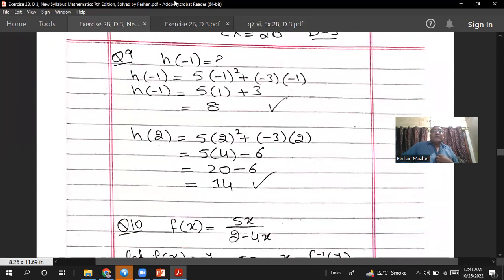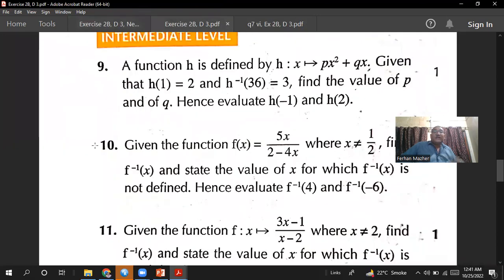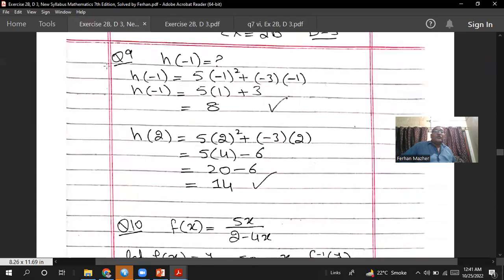Now I'm going to the next part of this question, and the question is find h of minus 1 and h of 2. So h of minus 1 will be 5 bracket minus 1 whole square plus minus 3 into minus 1. So it will become 5 into 1 plus 3, so that will be 8. Then find h of 2: it will be 5 into bracket 2 square plus bracket minus 3 bracket close into 2. So it will be 5 into 4 minus 6, and it will be 20 minus 6, and that will be 14. So this is how you will do question number 9.